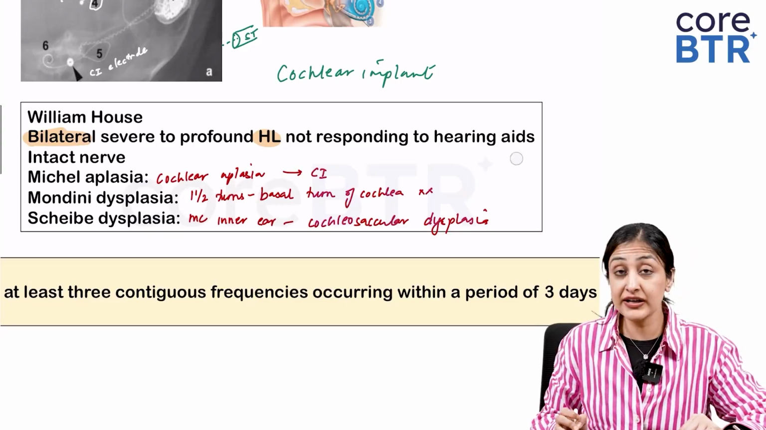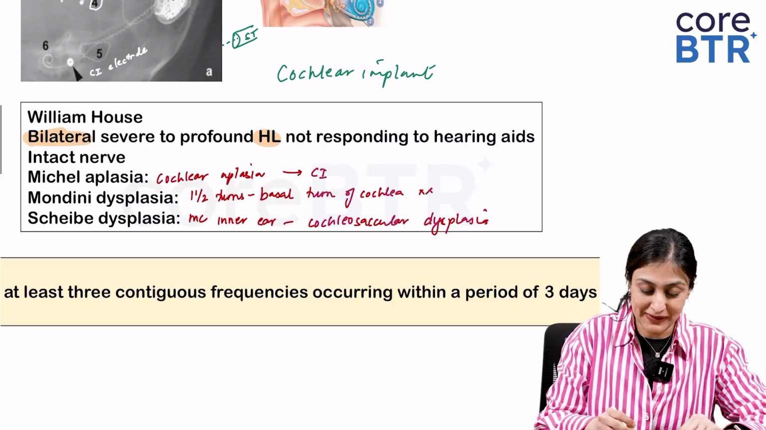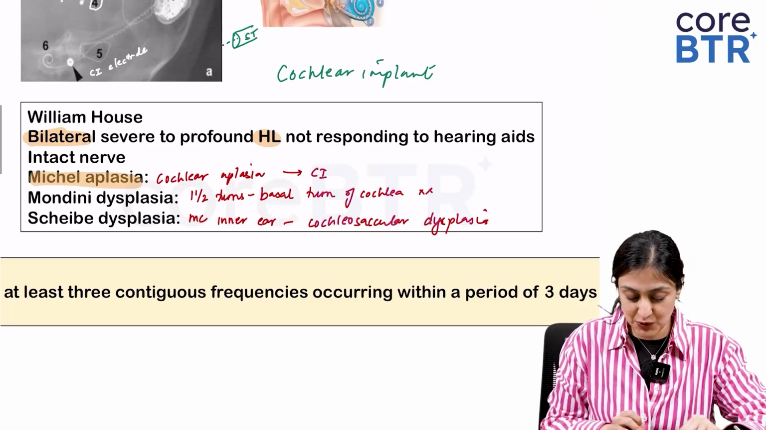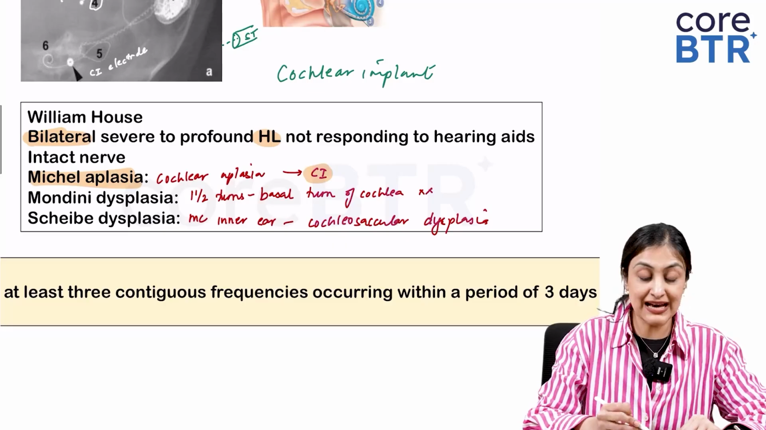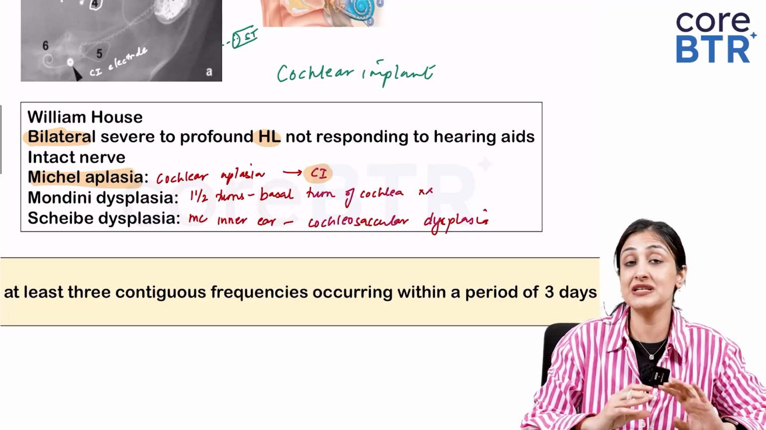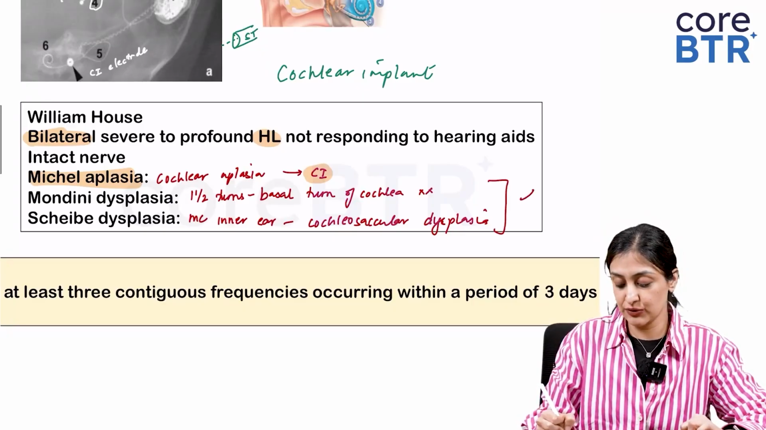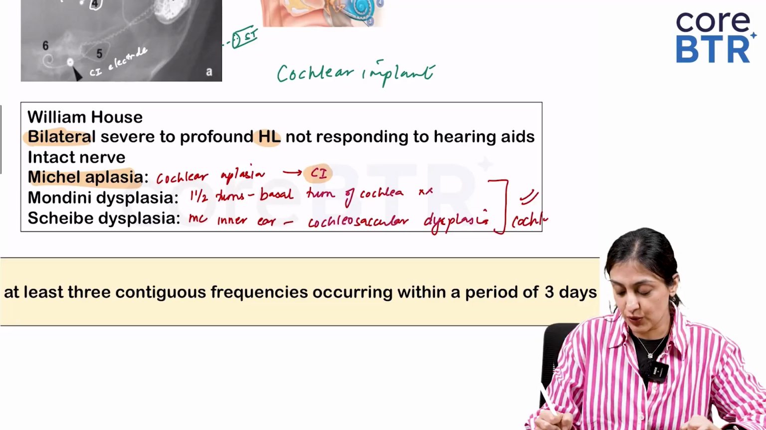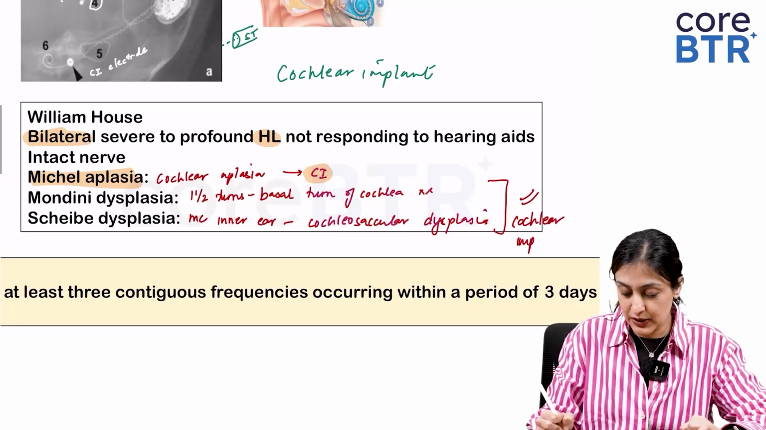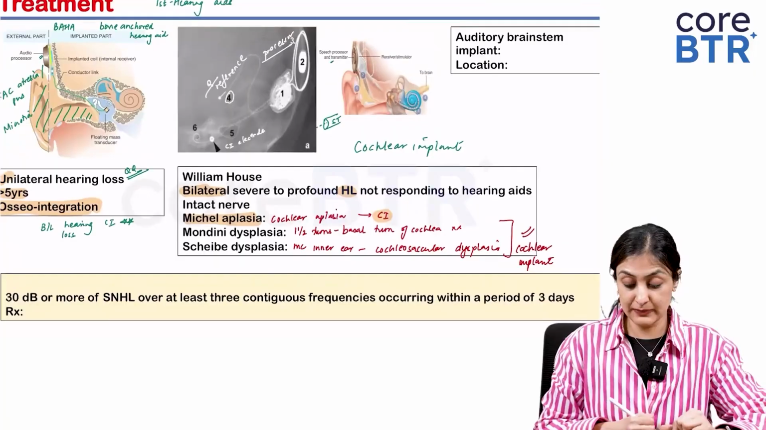CI and contraindication are the same spelling, so it may get tricky. So please listen to this and don't just read. So Michel, CI is CI. Mondini, Sheibe, CI is not CI. I can put a cochlear implant. So I'm going to write the full form, can put cochlear implant. Okay, so this is about cochlear implant.